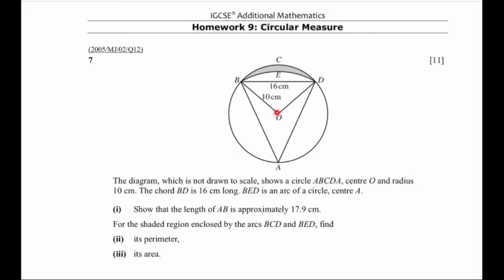We have a circle with center O. This is the circle with center O. We also have a sector with center A, and this is the sector with center A within the circle itself. So the dimensions are given. The first question will be: show that the length of AB is approximately 17.9 cm.